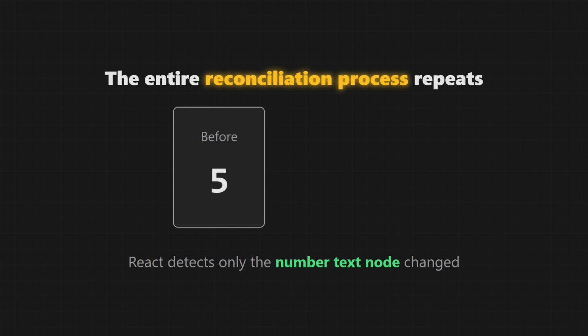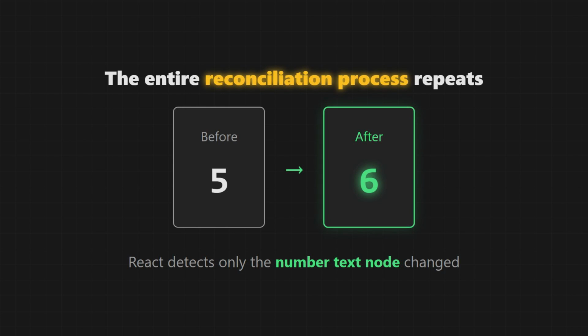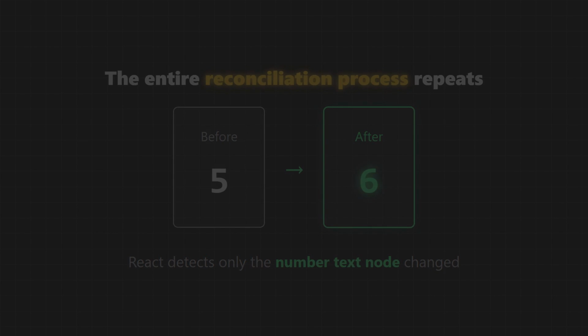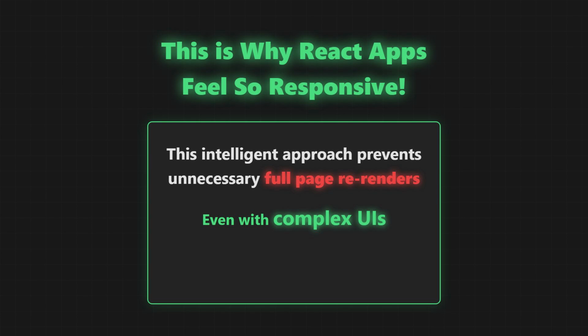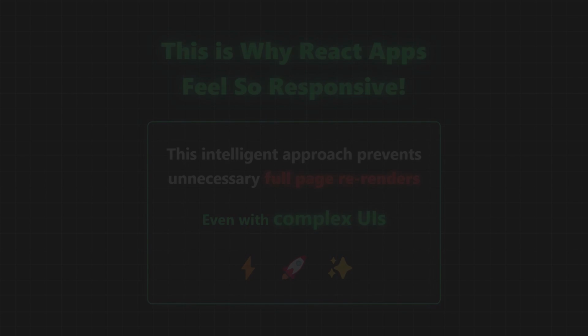For example, if you're updating a counter component, React will detect that only the number text node changed, while everything else remained identical. This intelligent approach prevents unnecessary full-page re-renders and is why React apps feel so responsive, even with complex UIs. So here's what you need to remember.